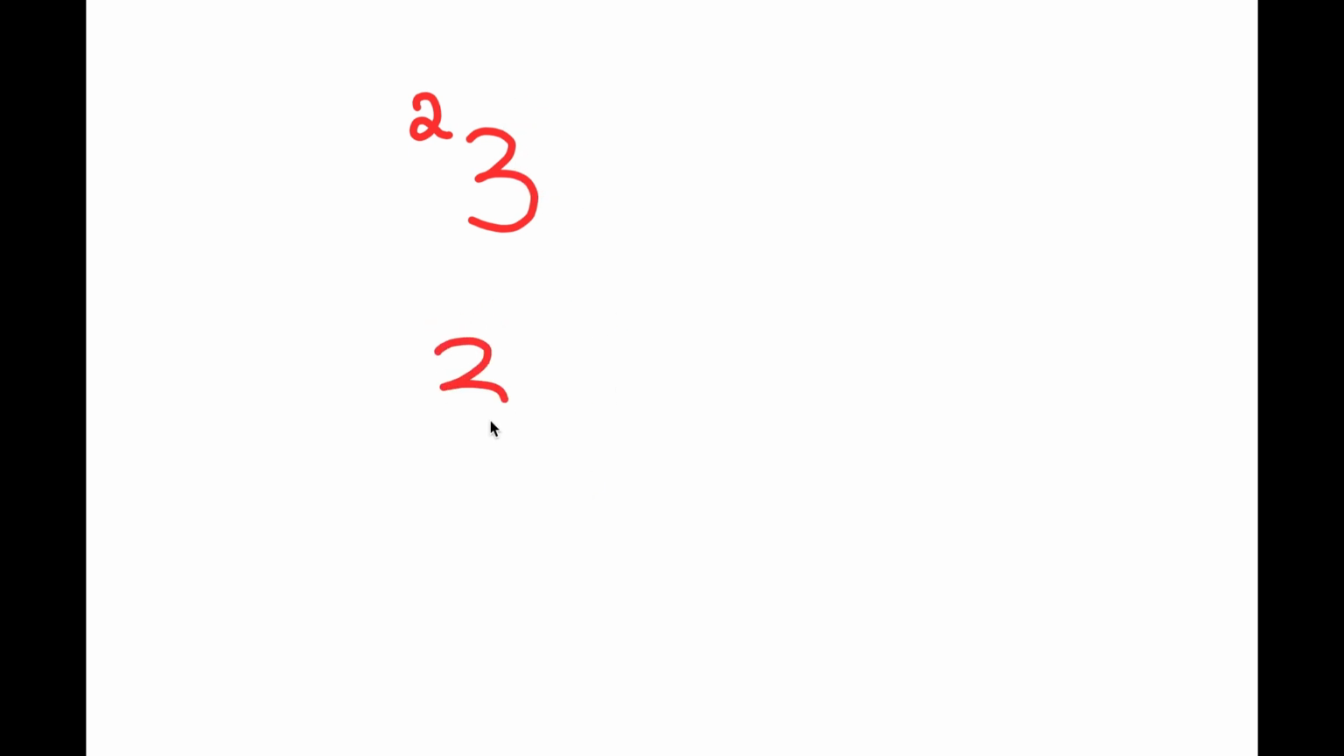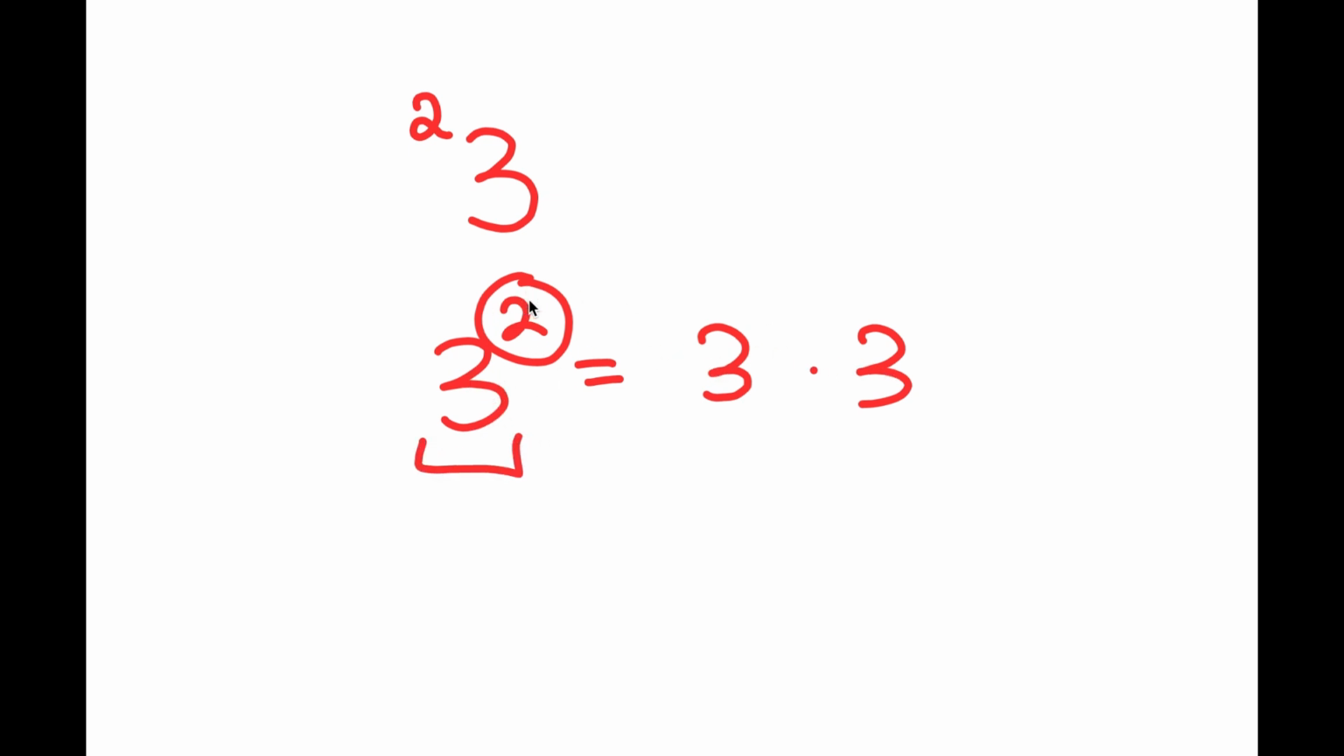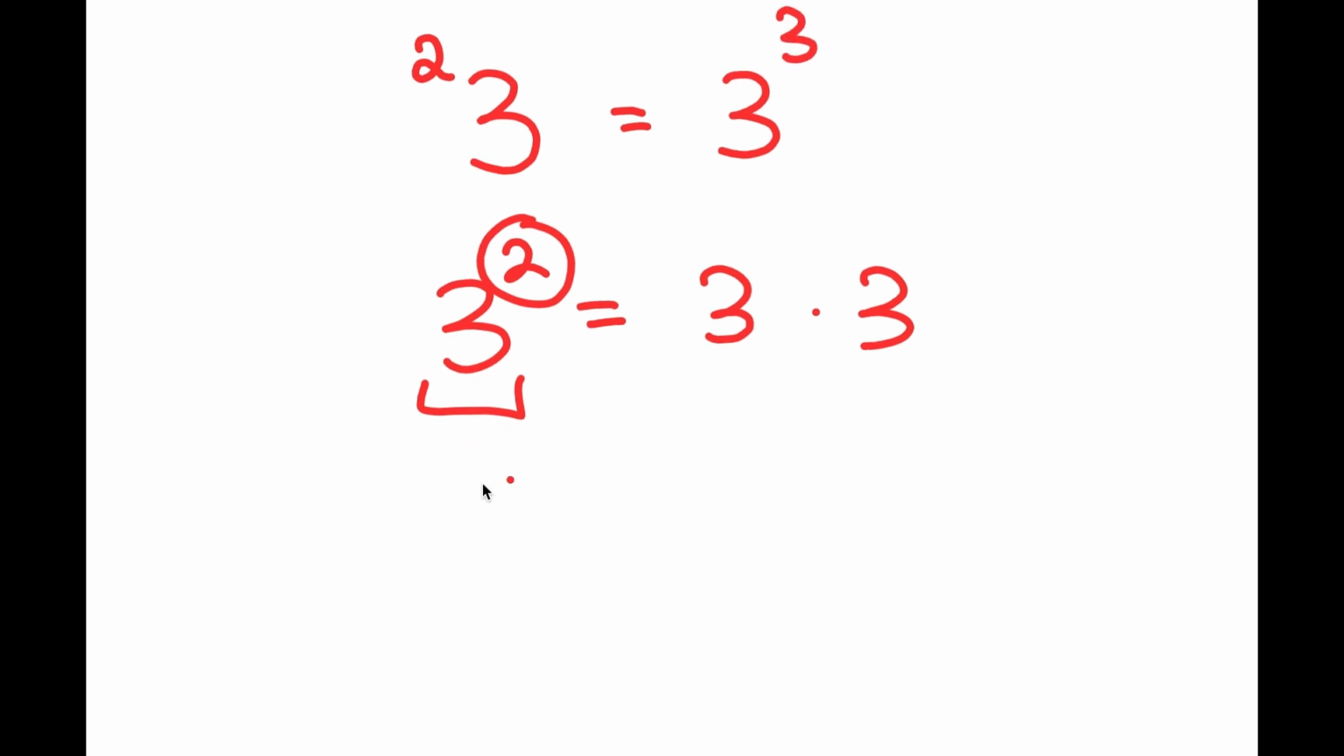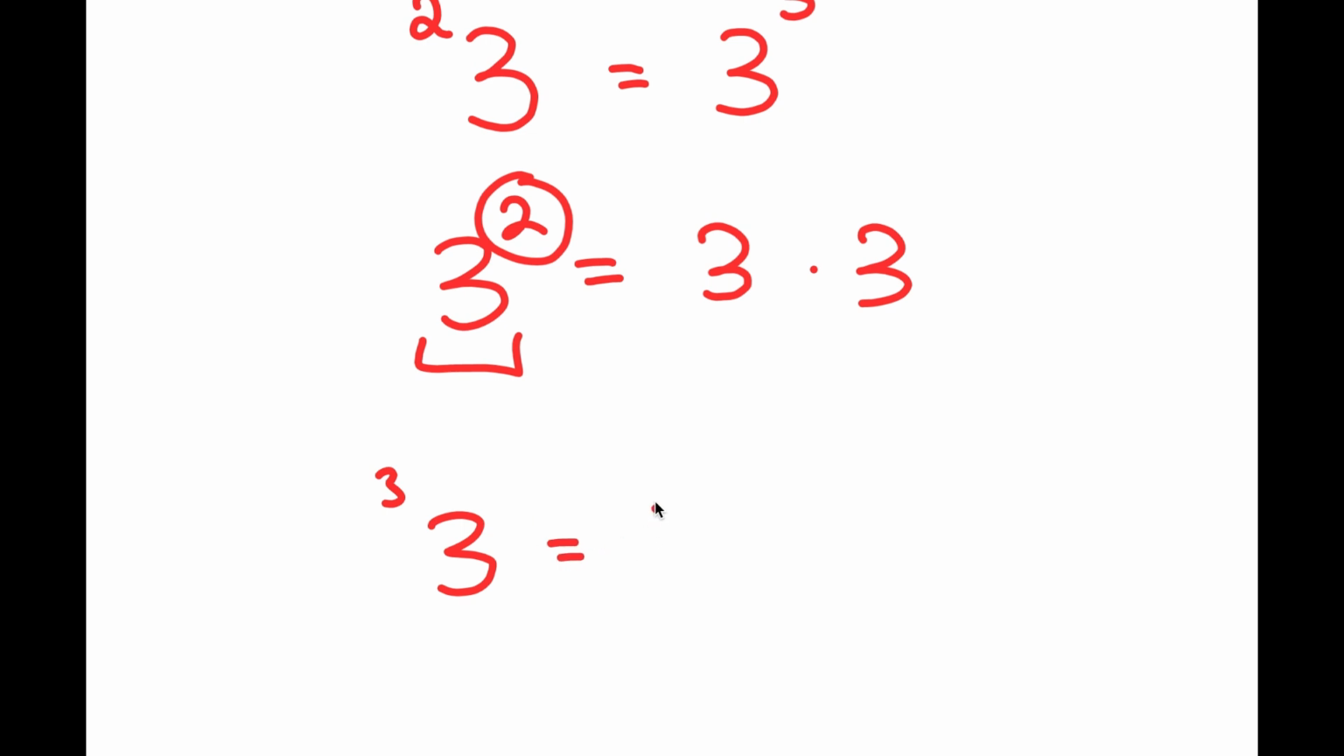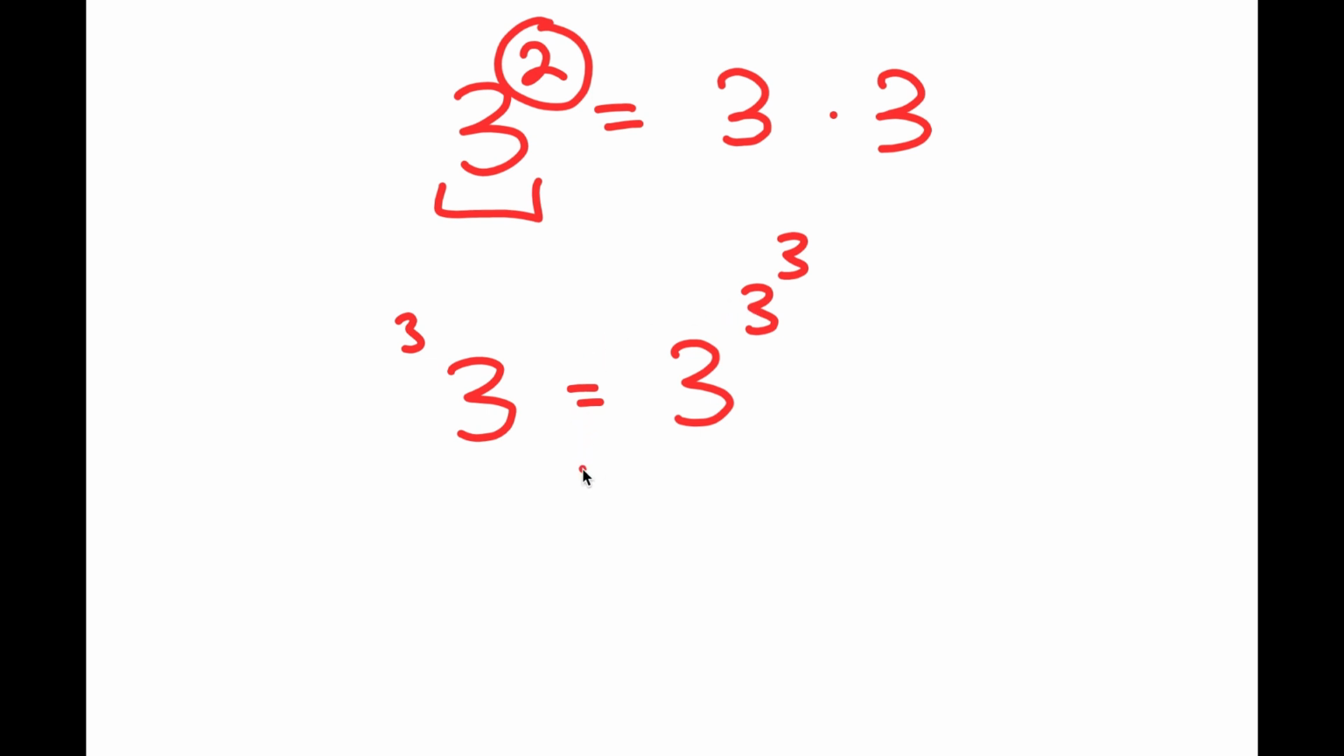With a normal exponent problem, let's say 3 squared, this is going to equal 3 times 3, right? So whatever number the exponent is, the base is going to multiply by itself that many times. Now for tetration, instead of 3 multiplying by itself 2 times, it's going to take the power of itself that many times. So 3 tetration 2 is going to be 3 to the power of 3. And let's say 3 tetration 3, this is going to be 3 to the power of 3 to the power of 3. And so on and so forth.